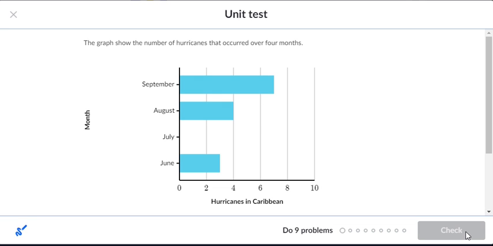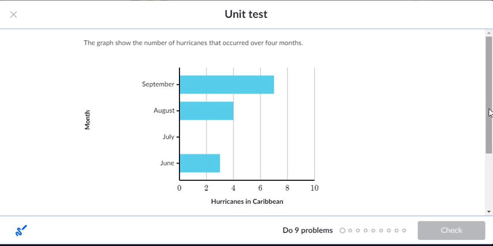The graph shows the number of hurricanes that occurred over 4 months. So we see that this is a bar graph again. It's not a histogram, it's a bar graph. September is between 6 and 8, so September looks like it would be 7. August would be 4, and June would be 3 because it's between 2 and 4.